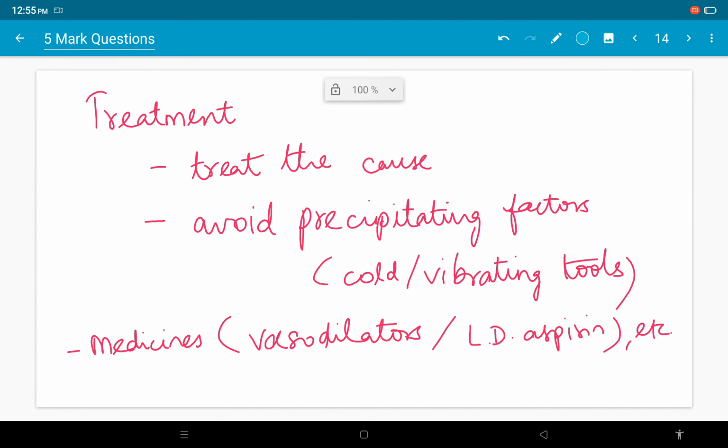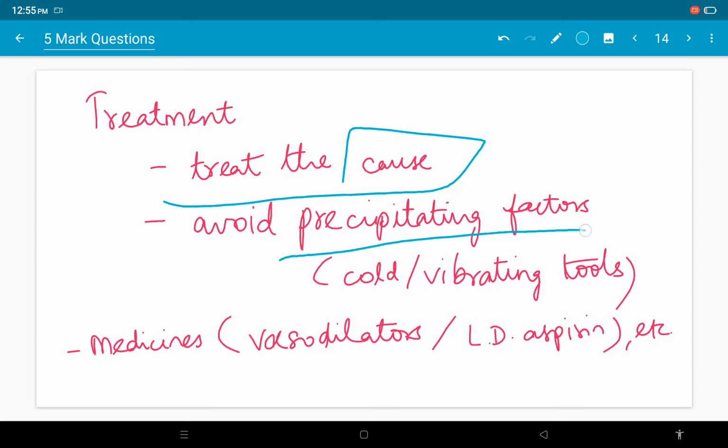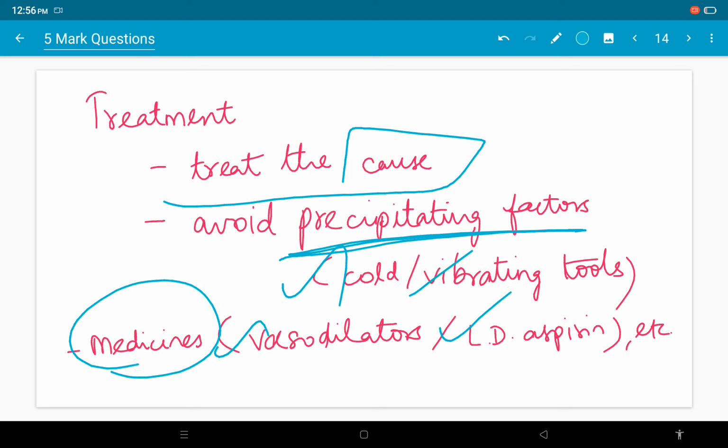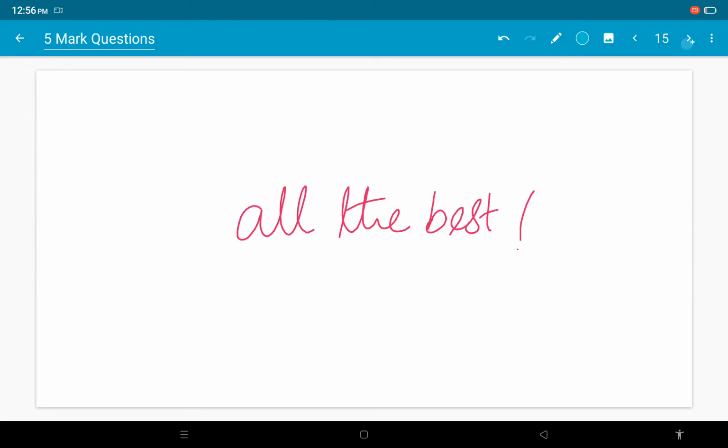Treatment, how you will treat: if there is an underlying cause, treat it. If you cannot find a cause, just avoid the precipitating factors like cold or vibrating tools. Medicines include vasodilators, low dose aspirin, nitrates and other drugs. These are all useful in managing Raynaud's phenomenon.